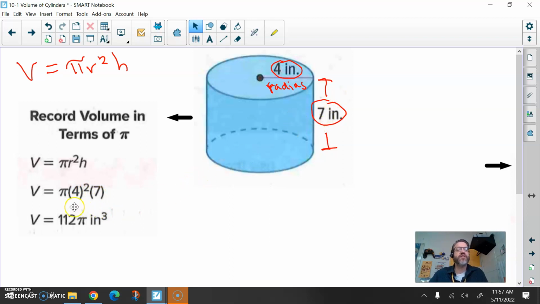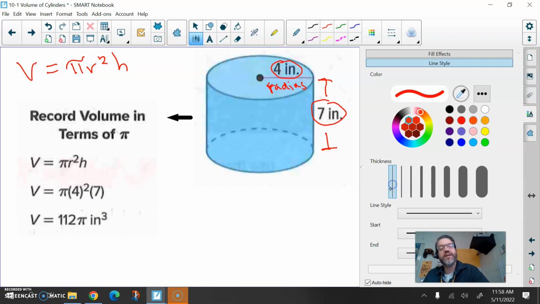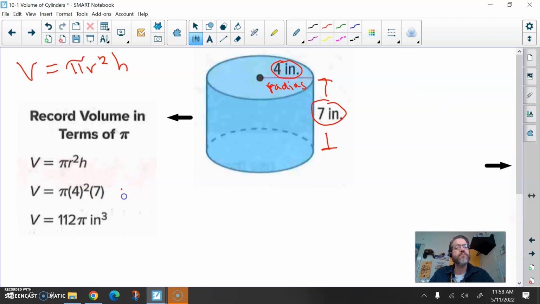Okay, and then you can use a calculator here. 4 squared, 4 times 4 is 16, and 16 times 7, if you do 16 times 7, you get what? 112. 16 times 7 is 112. And then we still have to take that times the pi. And so we can call the volume 112 times pi cubic inches.